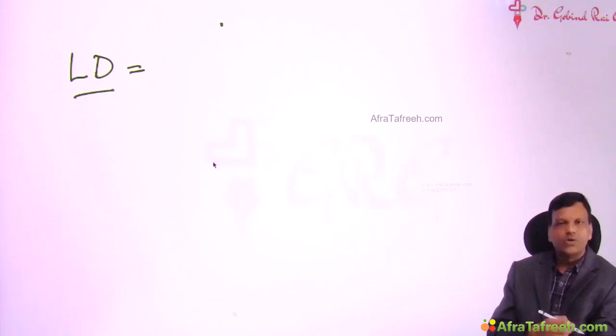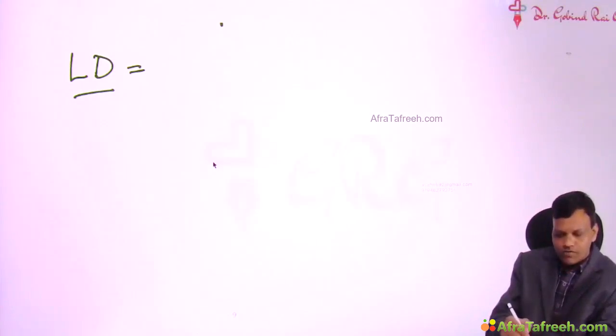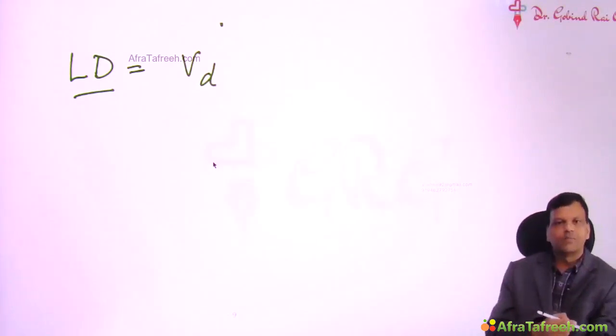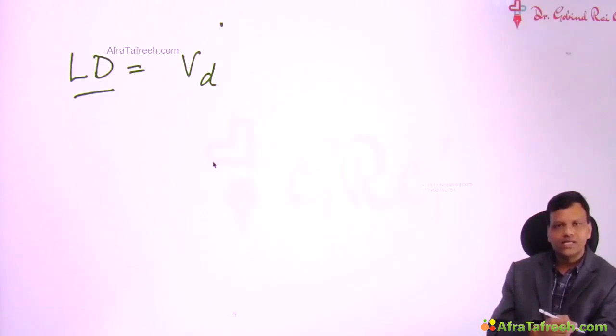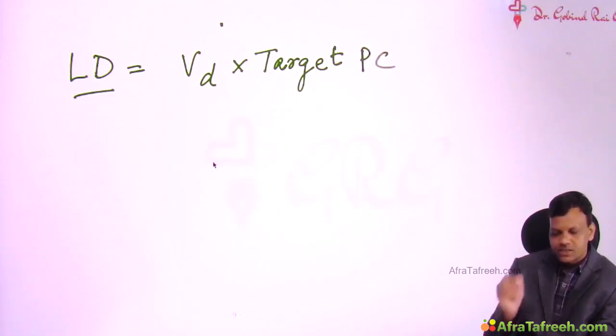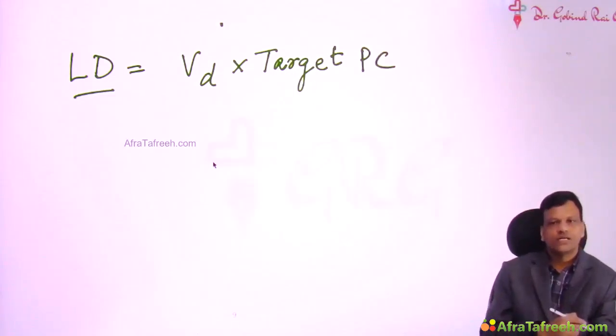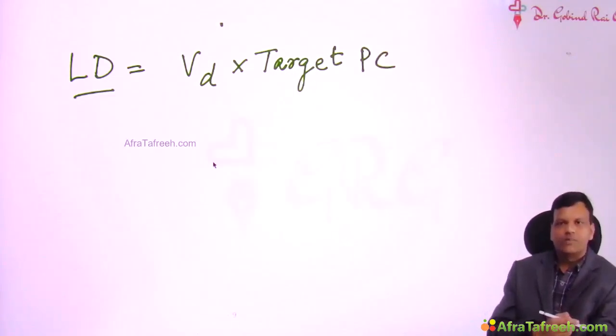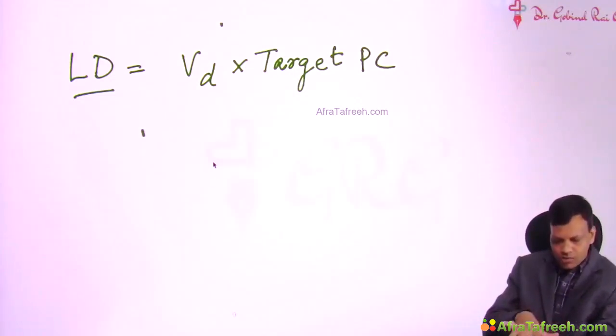And obviously the loading dose depends upon volume of distribution. It depends upon distribution. The name itself says, first we need to load the tissues. When we load the tissues, only then will the drug start staying in plasma. And obviously the second thing it will depend upon is which concentration we want in the plasma. So target plasma concentration. So loading dose of a drug is volume of distribution multiplied by target plasma concentration.